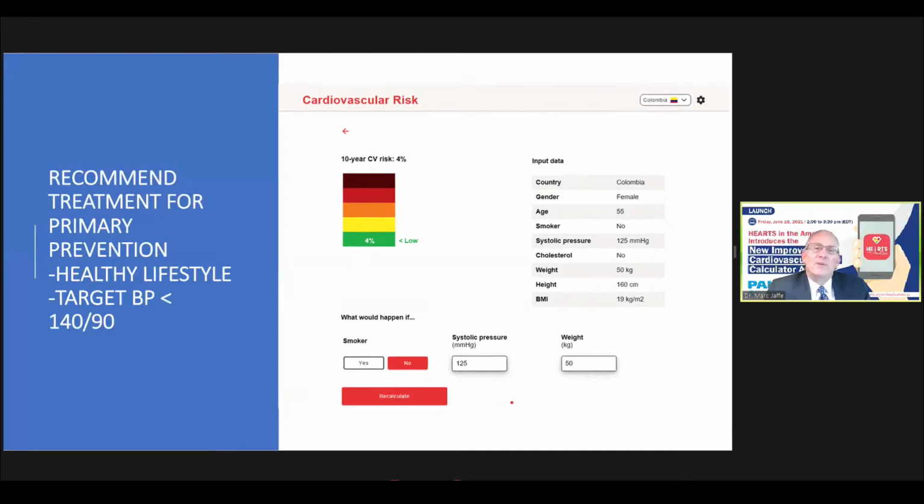Still an opportunity to promote healthy lifestyle interventions with a slightly higher blood pressure target of 140/90, counseling about healthy eating and stopping smoking. But this person would probably be a lower priority than other people and would probably be assigned fewer resources than the other high-risk person. So let's go to the last example.